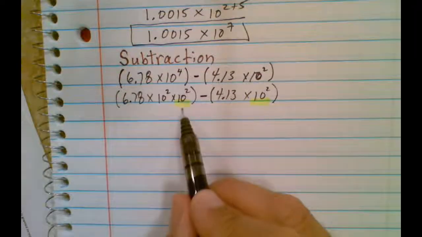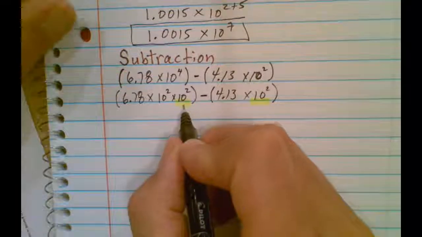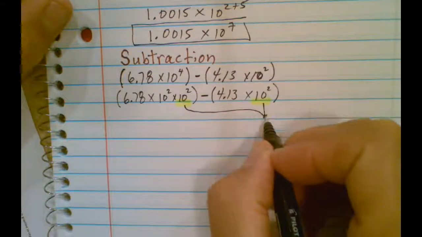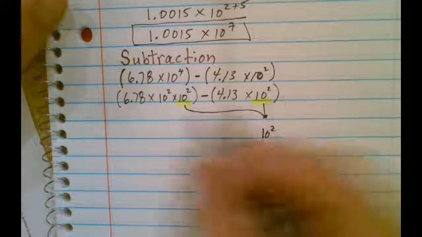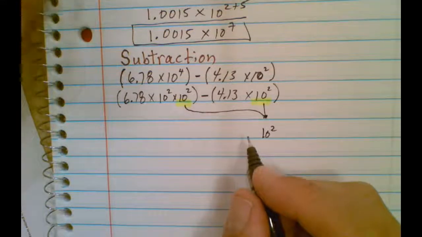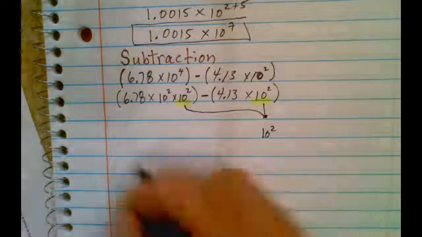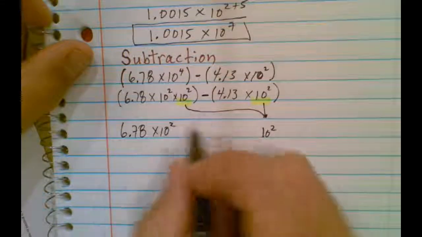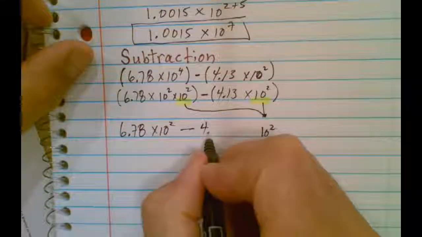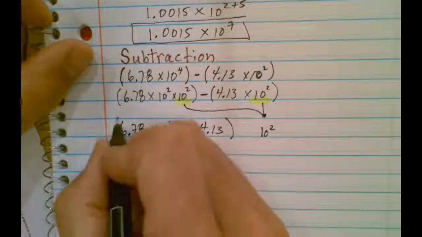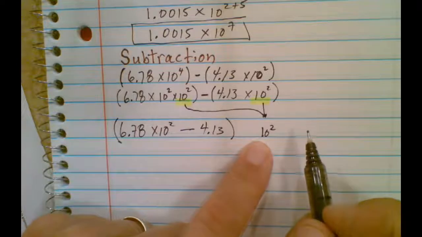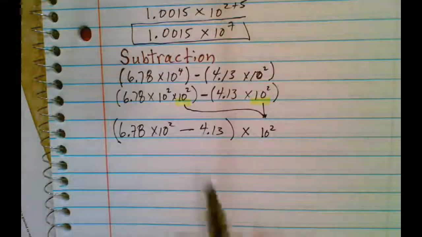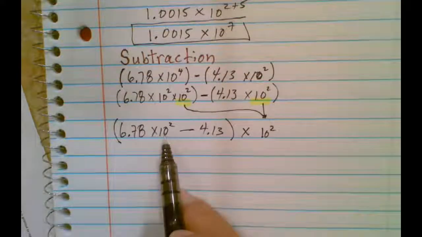So what I'm going to do is factor out this 10 squared out of both of these. Here's my 10 squared, and then I've left 6.78 times 10 squared minus 4.13. And all of that, remember, is being multiplied by 10 to the second power. I hope because there's a space here it doesn't confuse. I'll put a times in there. It's next to it.